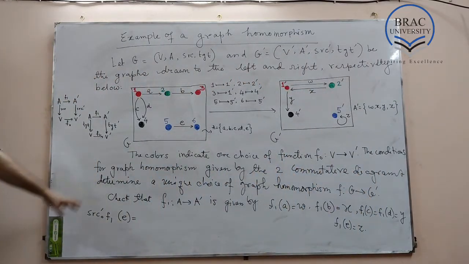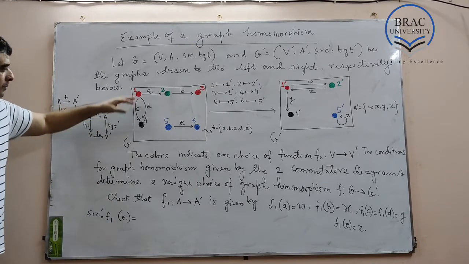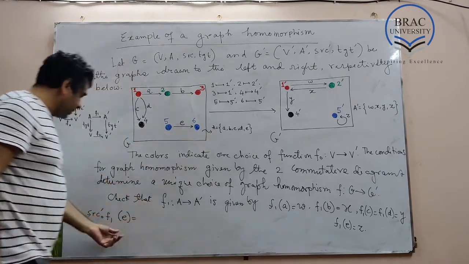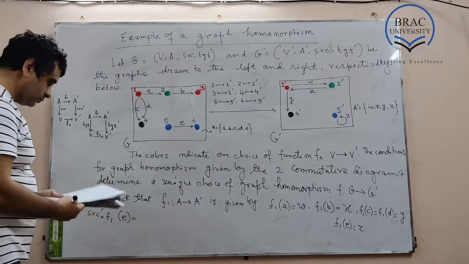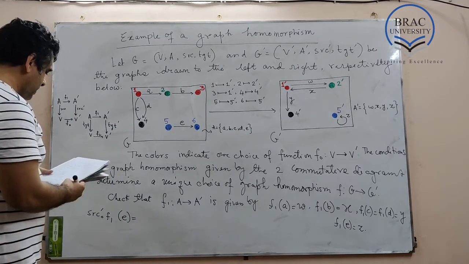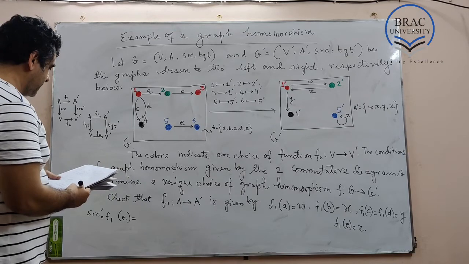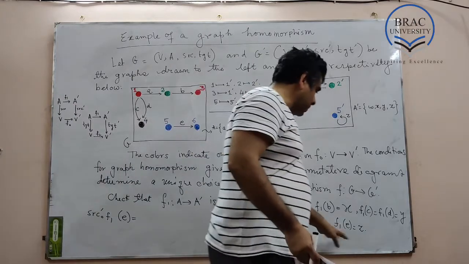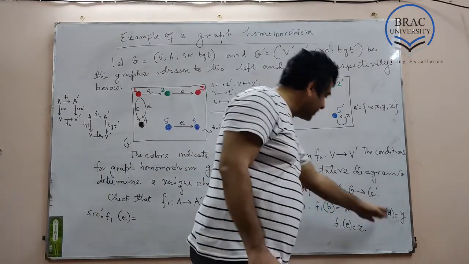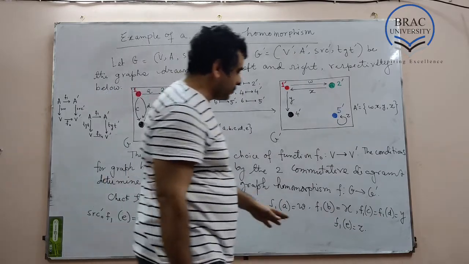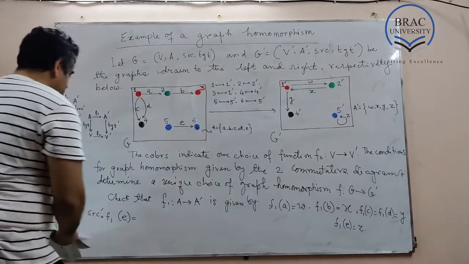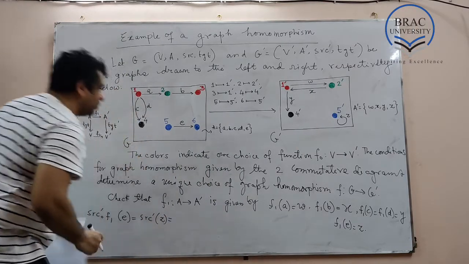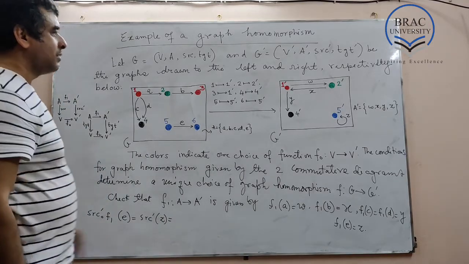So now it acts on an element of A. Where is E? E is an element of A. So if this guy acts on E, what is it? It is F1 of E by definition. I mean, we're claiming that this is the only possible graph homomorphism. So F1 of E is given by Z. So SRC prime of Z is equal to 5 prime.